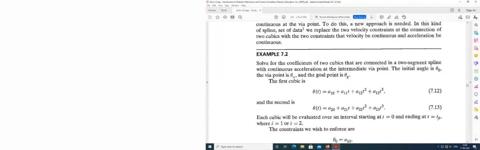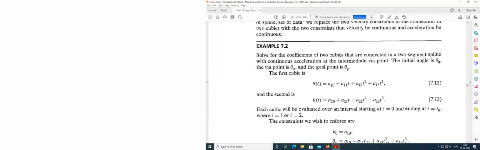At the intermediate via point, the initial angle is theta naught, the via point is theta v, the intermediate point, and the final point, called the goal point, is theta g. Now the first cubic is this one, the second cubic is this one. Since we have two cubic polynomials, we have a total of 8 coefficients. So let's see all the conditions.